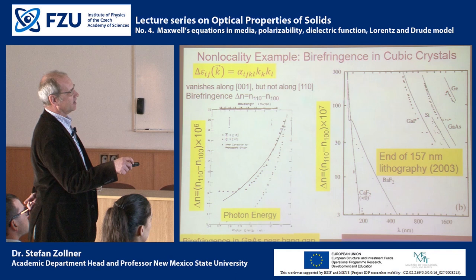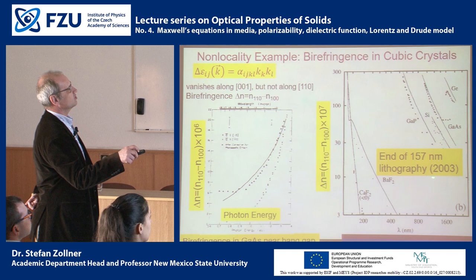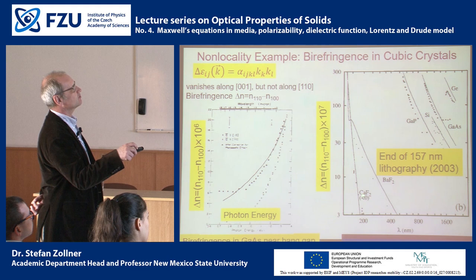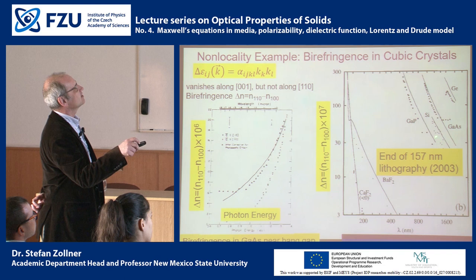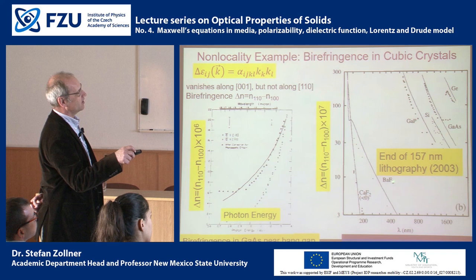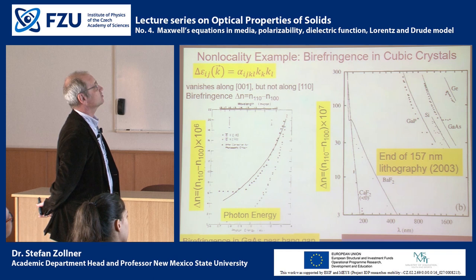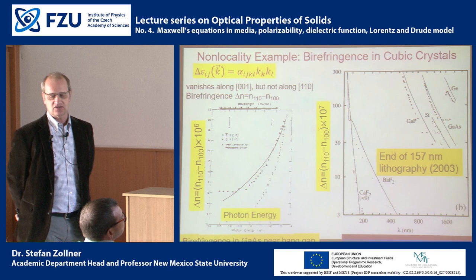Here is another example. That's a picture from NIST in Gaithersburg from 2003, where the birefringence is plotted versus wavelength for a number of different materials. Gallium arsenide, so this would be the old Cardona data, silicon, that is Eli Burstein's data, germanium, gallium phosphide, barium fluoride, and calcium difluoride. So you see that in all of these cubic materials, you find non-local contributions to the dielectric constant, which causes a birefringence.